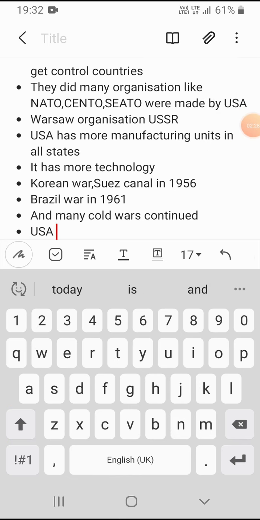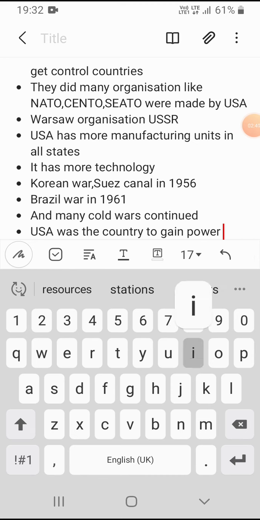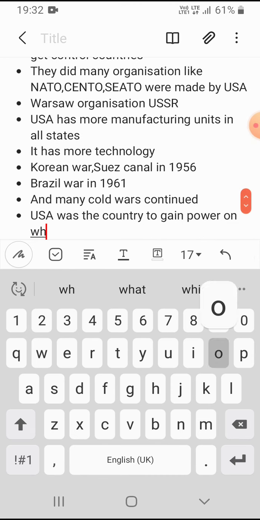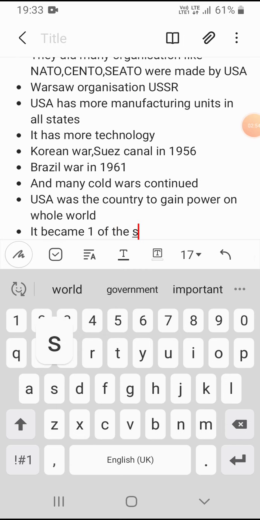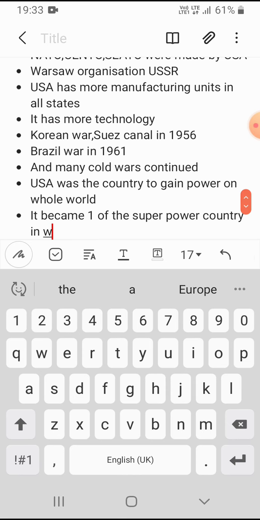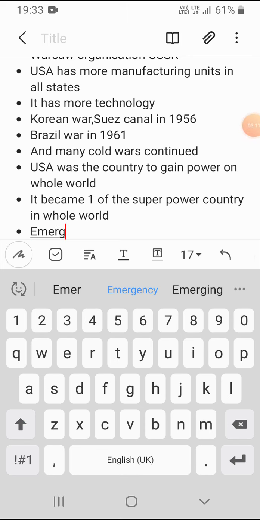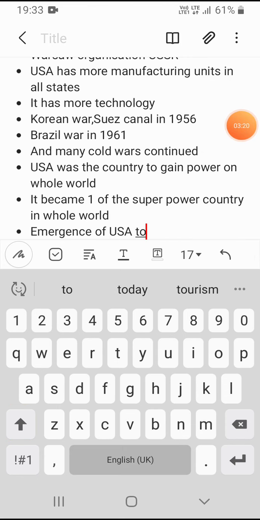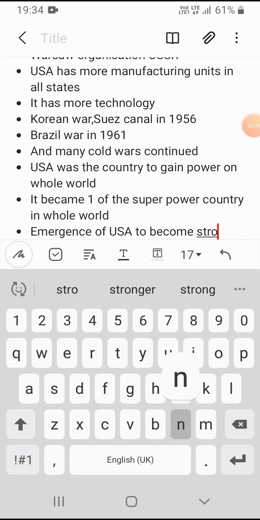The USA was the country to gain power over the whole world. It became one of the superpower countries in the whole world. This is the emergence of the USA to become a great superpower, a strong country. How did it become so? Let's find out.